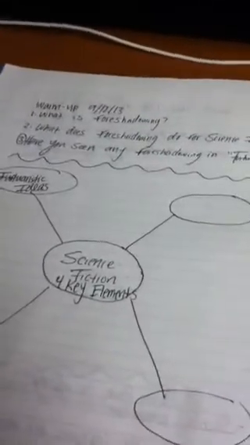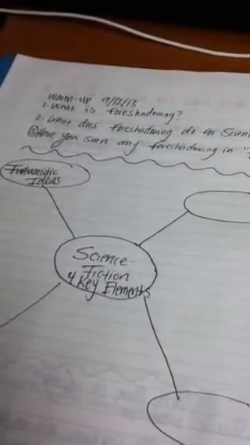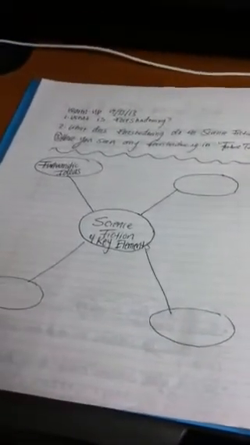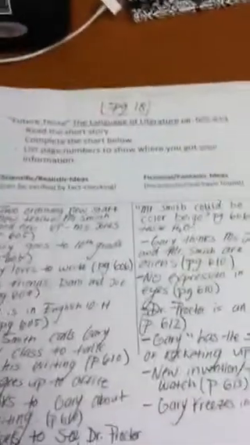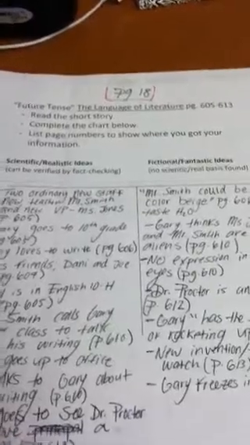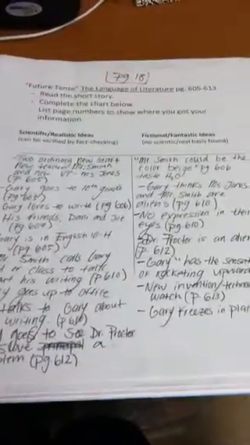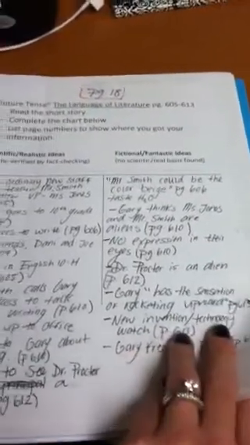Again, on page 17, I have a warm-up from 9.12 about foreshadowing, and then we made a concept map about science fiction key elements. And across from that is a T-chart from the story we completed, Future Tense. So you can see the T-chart is there, complete with page numbers, looking for those aspects of science fiction in the story. So that's on page 18.